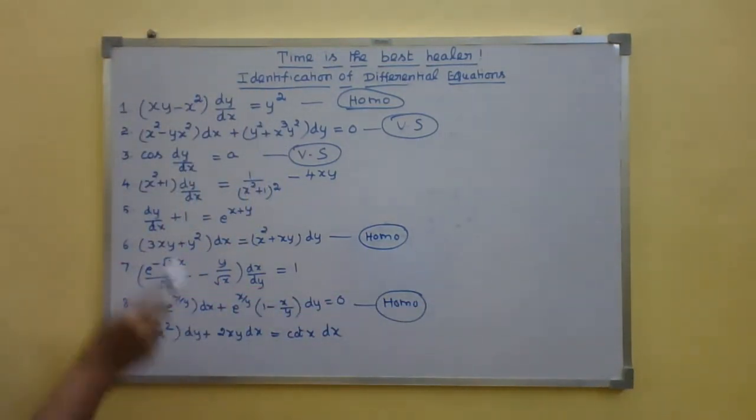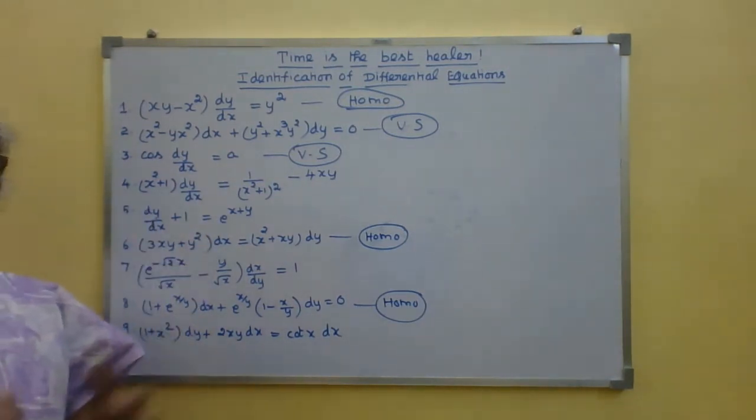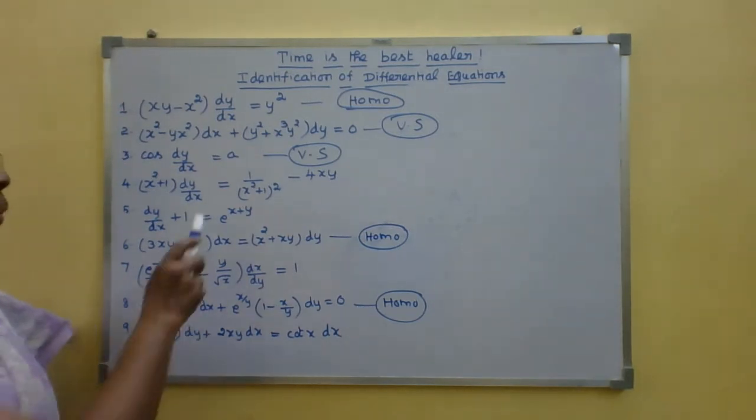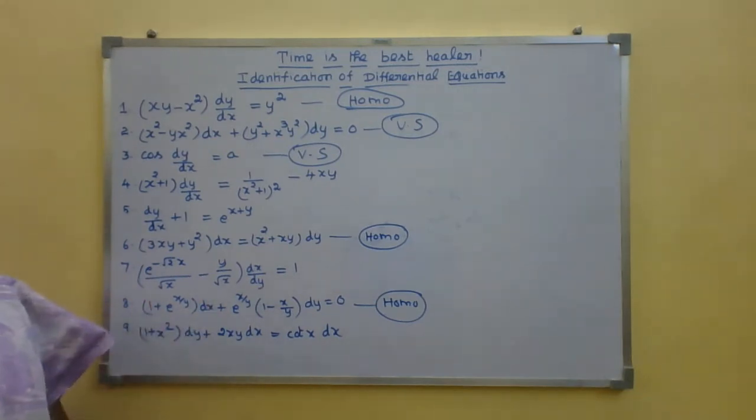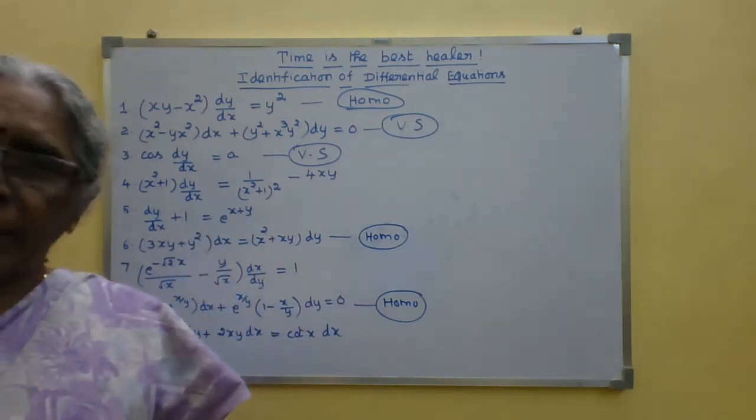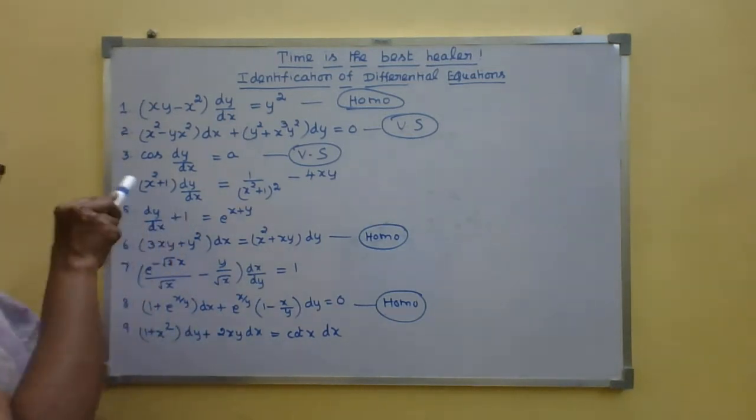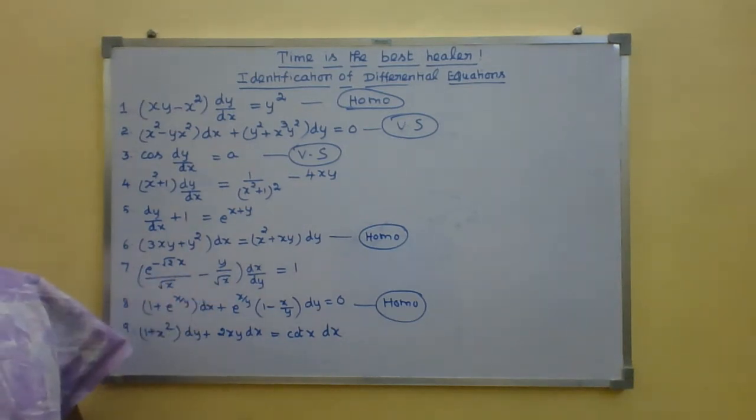Now let me come to the fifth sum. If you see the fifth sum, there is some exponential and I don't have a y by x or an x by y, so it is not homogeneous, right? Then I can try for variable separable. e power x plus y, I can write e power x into e power y, correct? But here I have a 1. So that makes my variable separable not possible here.